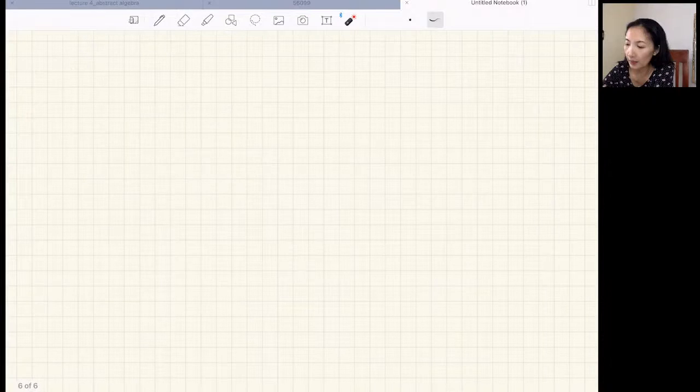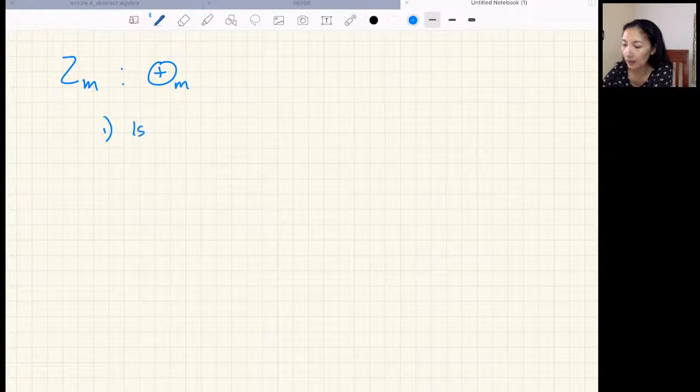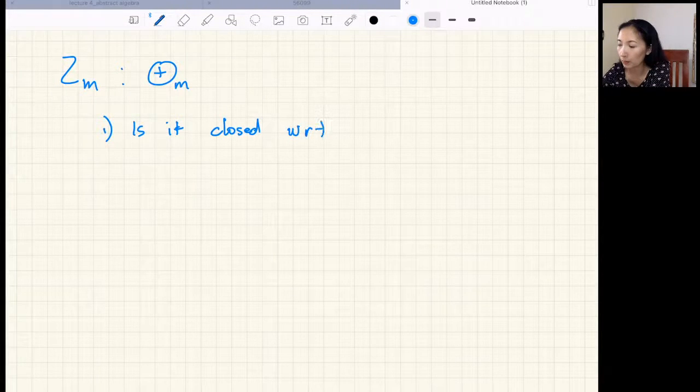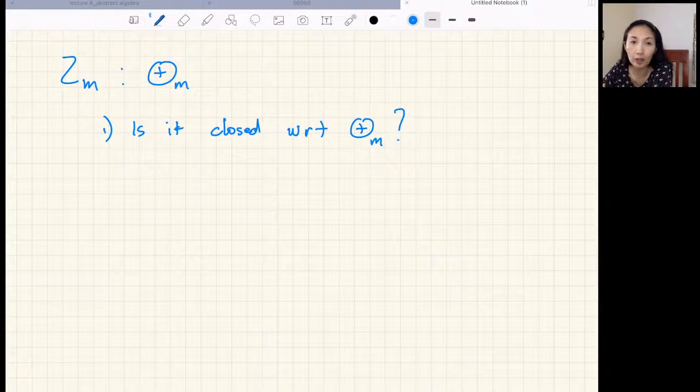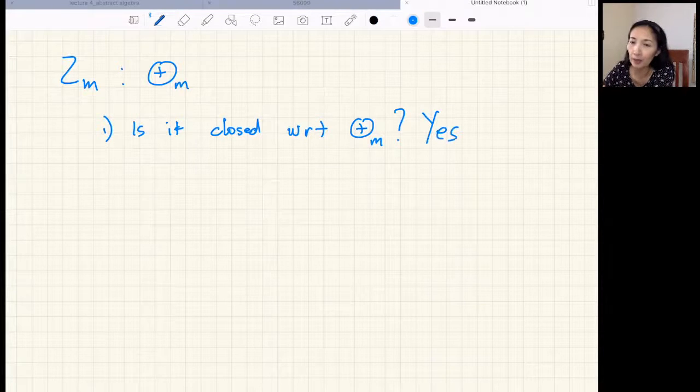So, Z sub m with respect to the operation addition modulo m. Number 1, is the set closed with respect to the operation? Yes. You can check your Cayley table. All entries are members of Z sub m.